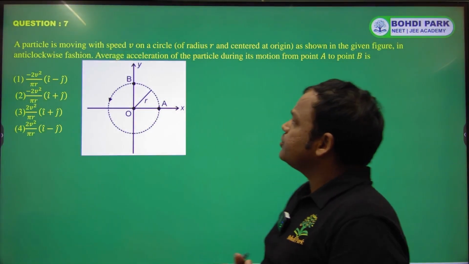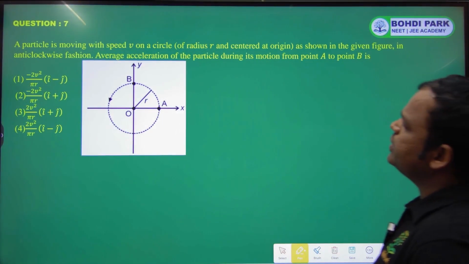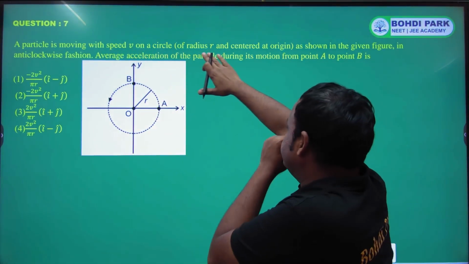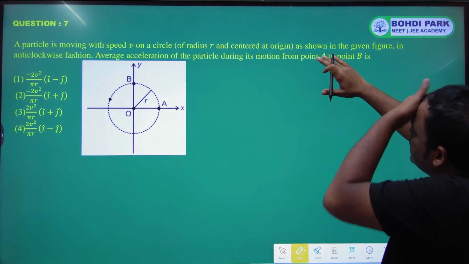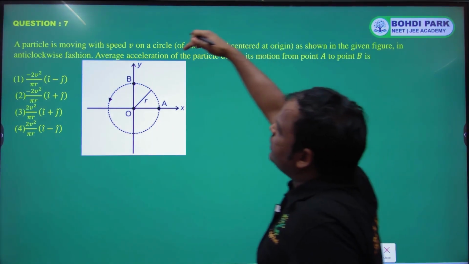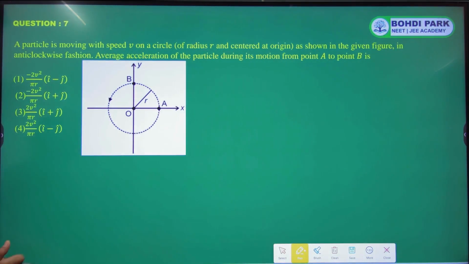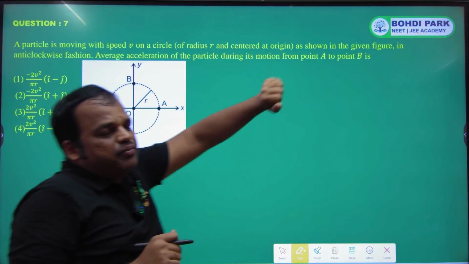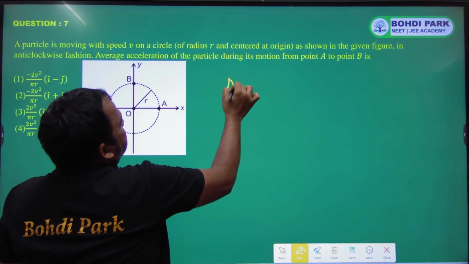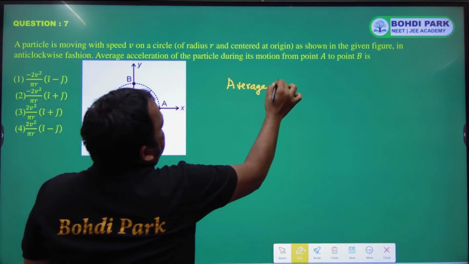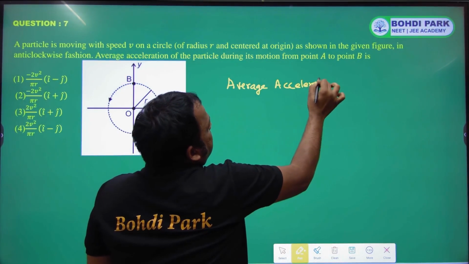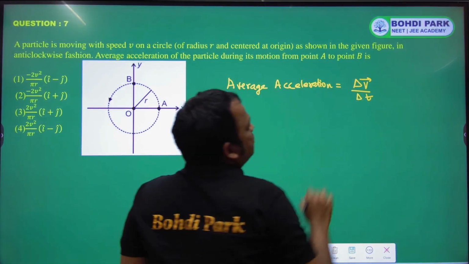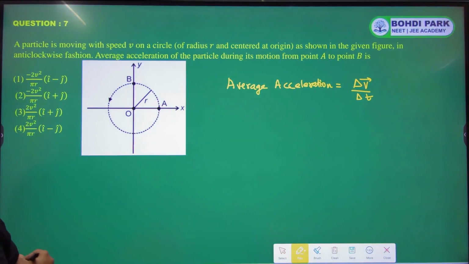Now look at seventh question. A particle is moving with speed v on a circle, radius r, centered at origin, as shown in anti-clockwise fashion. Average acceleration of particle during its motion from point A to point B. Now what is the formula for average acceleration? This is delta v vector by delta t. Okay, change in velocity by time taken.